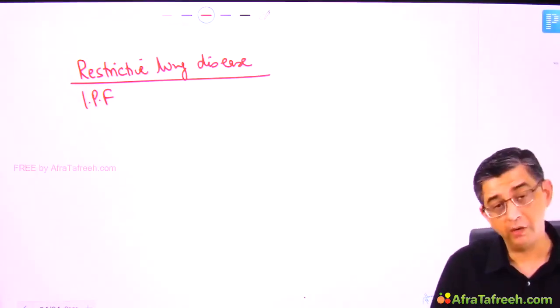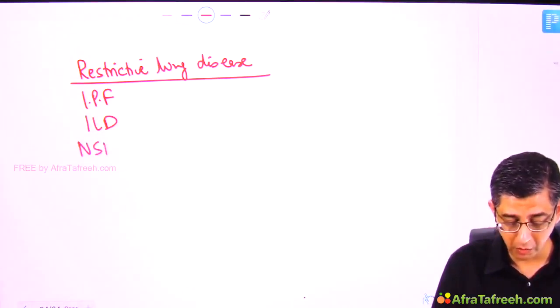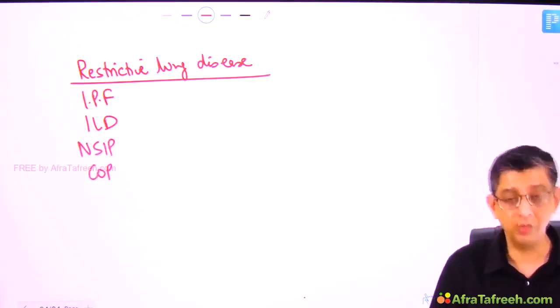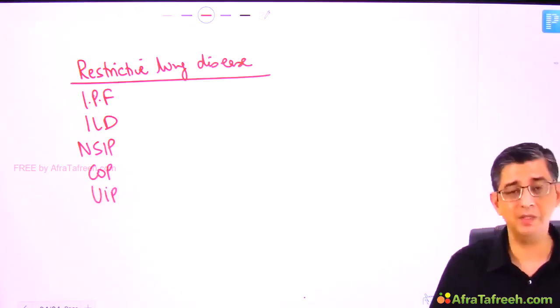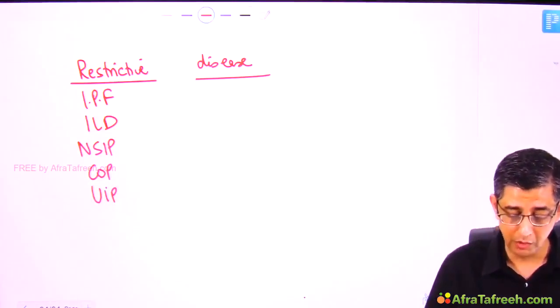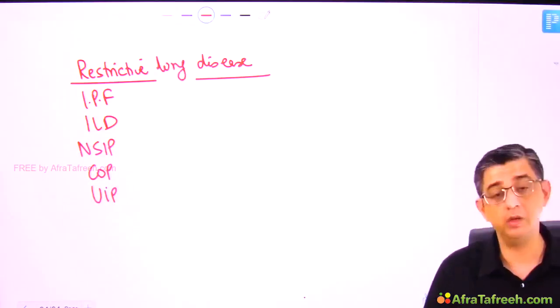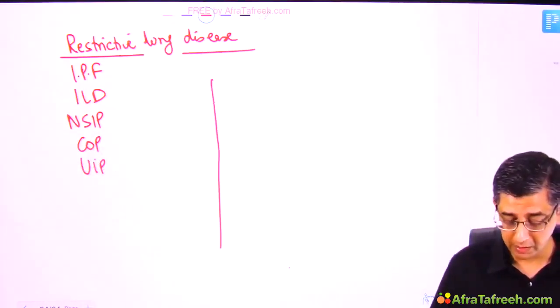So he can write the word IPF, ILD, non-specific interstitial pneumonitis, cryptogenic organizing pneumonia, or usual interstitial pneumonitis. These are the descriptions or the terminologies that the examiner would love to use just to bog you down with the terminology, but the interpretation is very simple. Let's look at the baseline curve.